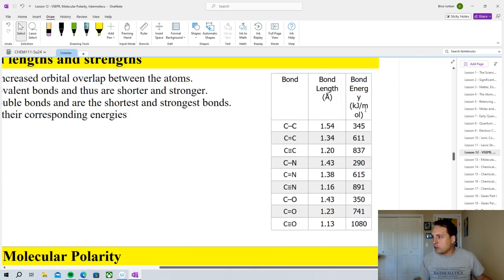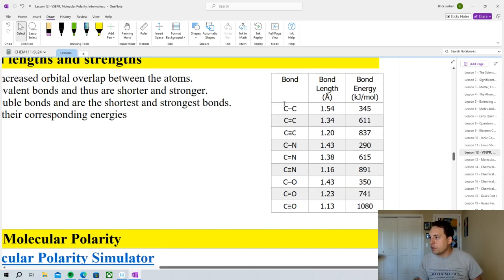If we look at some of the comparisons here between a carbon-carbon single, double, and triple bond, as we increase the number of electrons between them, the bond length decreases by about 0.2 or 0.15 angstroms. And then the bond energy approximately doubles, or not quite doubles, but this one is close to doubling, and then this one is increasing by about 60%. So there's a significant difference in energy between a double and a triple bond than a single bond.